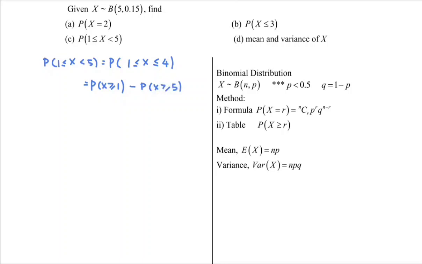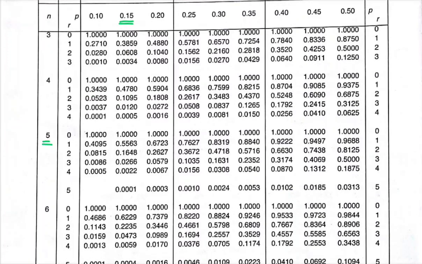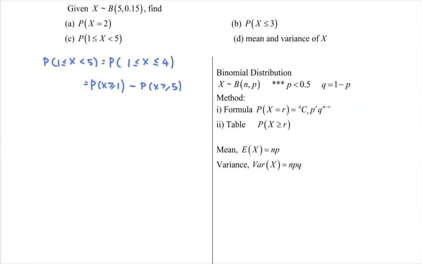Kindly refer to the table. Here we are interested in 1 and also 5. If it's 1, 0.5563. If it's 5, 0.0001. Kindly substitute the situation: we have 0.5563 minus 0.0001. By referring to the calculator, the probability that X is greater than or equal to 1 and less than 5 will be 0.5562.